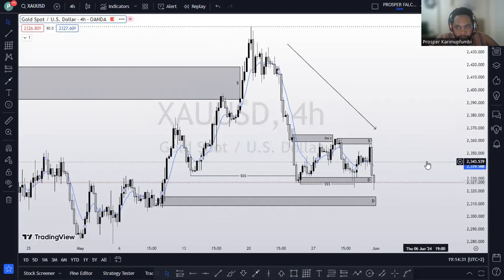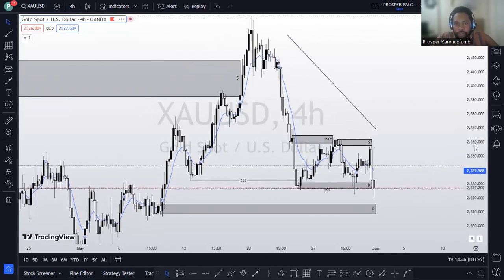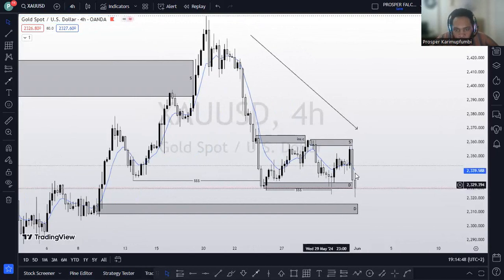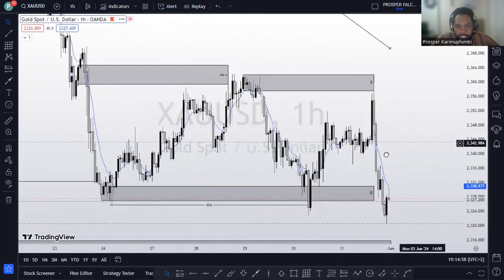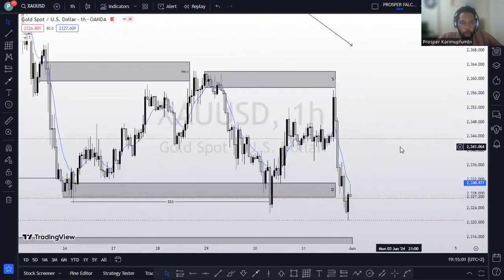So I'm just going to display the setup again on the left side of the screen, so that you can actually see what I'm explaining here, and so that you can also understand the reason why I was looking at selling from this point. So I'm just going to go to the 1 hour time frame so that I can also mark the structures that I was paying attention to on gold here.